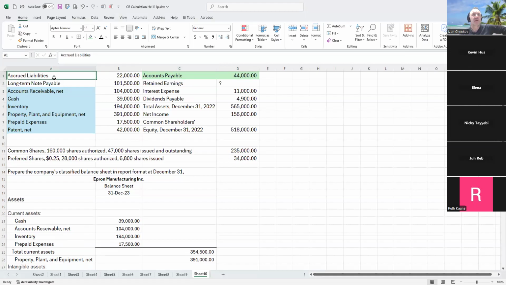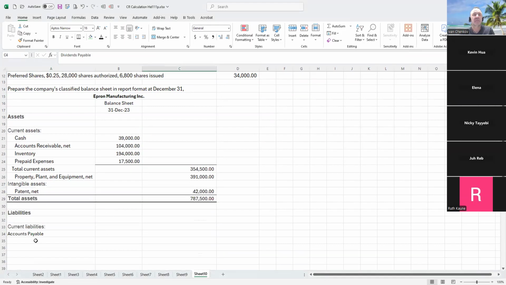Next one, we have the accrued liability. We have dividend payable. And that's about it, I believe. Do we have any other information? Let me check if they prepared any. No, that's about it.